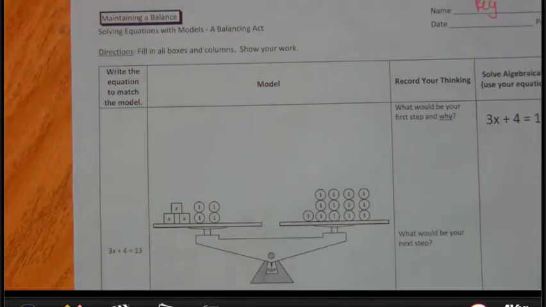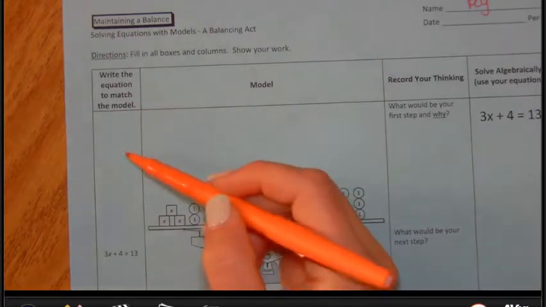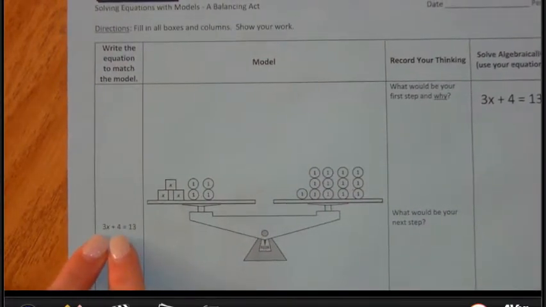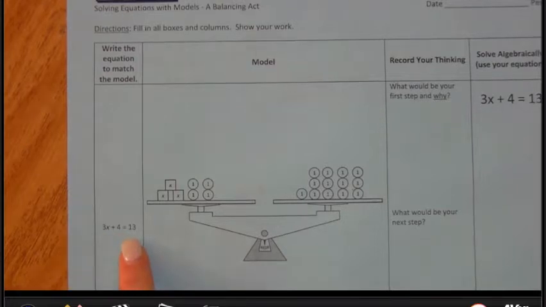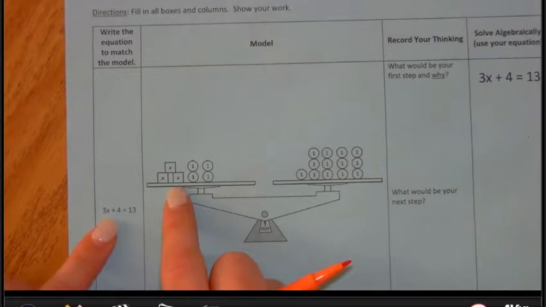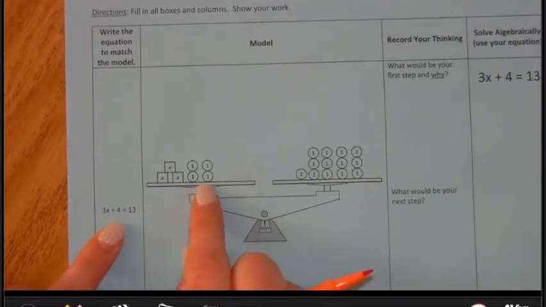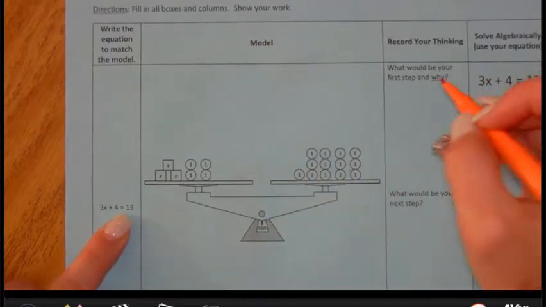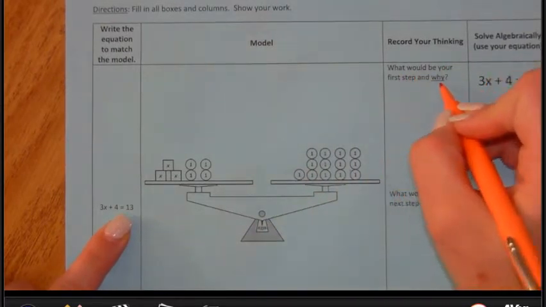Okay, so I have the equation, so write the equation to match the model. So this is my example here: 3x plus 4 is equal to 13. I have my scale. On one side of my scale, I have 3x plus 4 ones, is equal to 13 ones. Okay. What would be your first step and why?